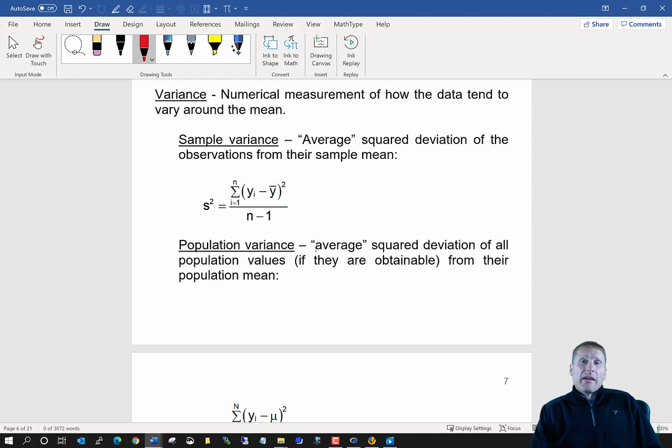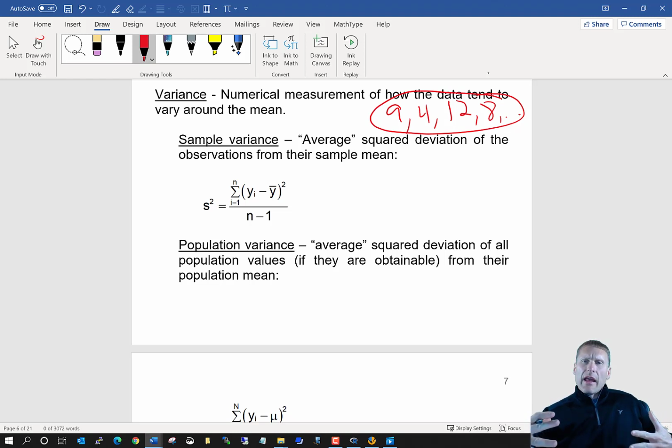So for example, this is an example that we'll get to later too. Let's say you're interested in the amount of time it takes you to get to class every day. Maybe one day it took you 9 minutes, another day 4 minutes, another day 12 minutes, another day 8 minutes, and so on. In statistics, we're very interested in the variability of these numbers. How are they dispersed? And in fact, we will be very interested in why on some days it would only take you 4 minutes, but on other days it would take you 12 minutes. We like to be able to explain that variation. And you'll see many examples of that throughout this course, and if you take more statistics courses, you'll see that as well.